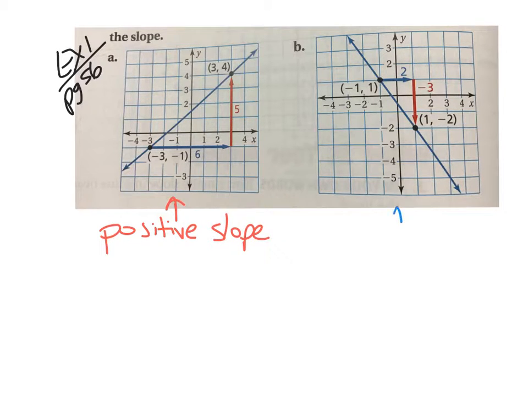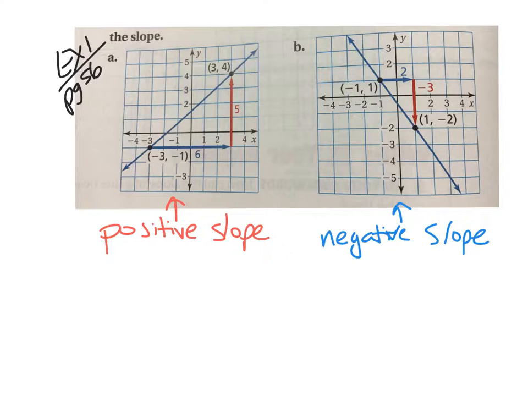Okay, what about this slope? Negative. Does everybody agree with Kim? Yep. She is correct. Why is this one negative? Because it's pointing down. Because it's going down from left to right.